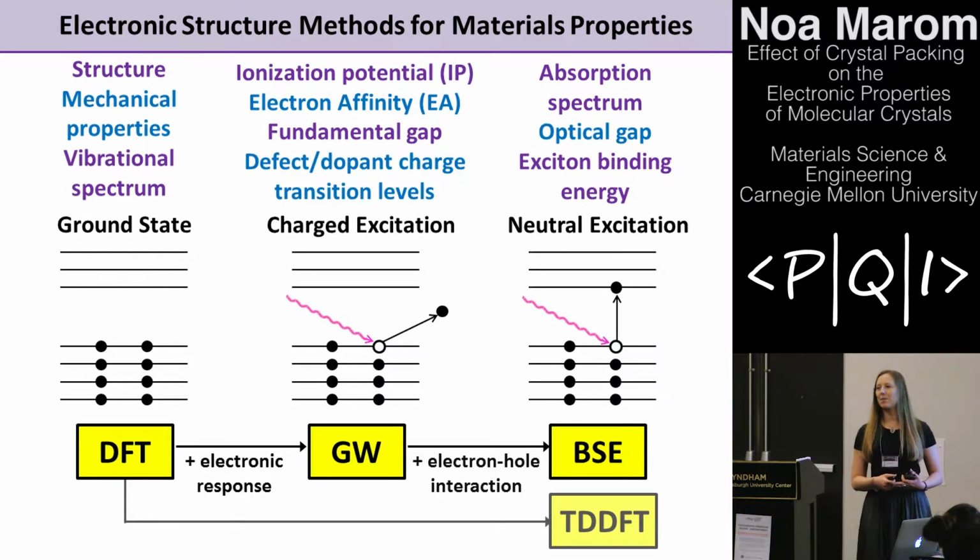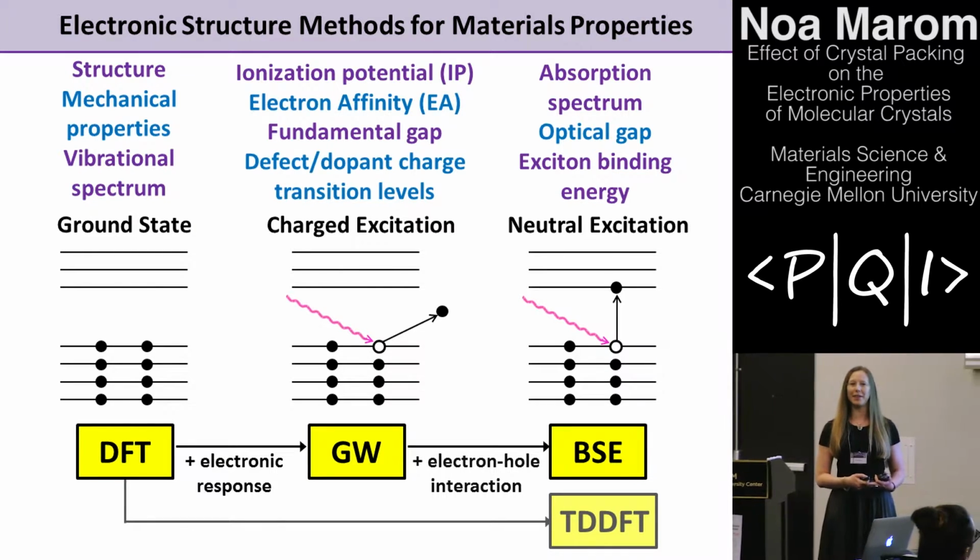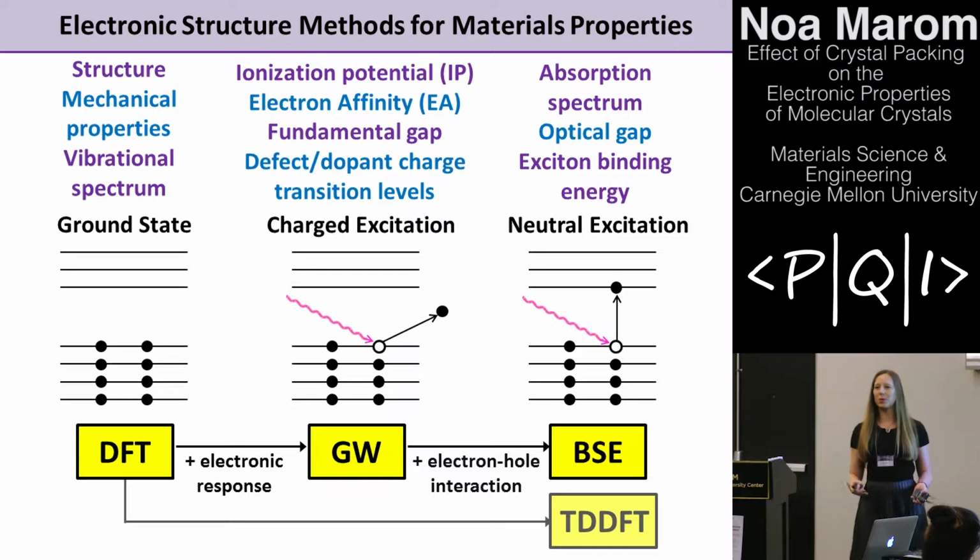Now, the third set of properties here are associated with neutral excitations. That's when your electron is being excited into an empty state, but it doesn't leave the system, and so it interacts with the hole that's left behind, and this is called an exciton. So in order to describe this exciton, you also need to take into account the electron-hole interaction, and for this, we have a method called BSE, the Bethe-Salpeter equation. So we can use this method to describe properties like optical absorption.